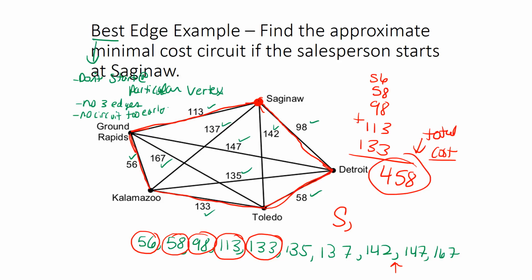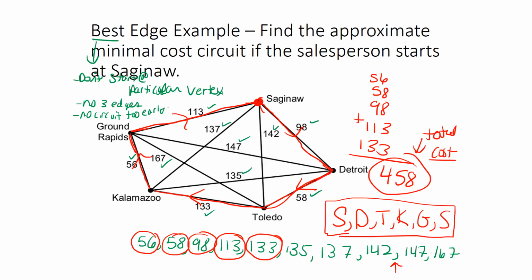Saginaw, so you can go around this way or the opposite way. It doesn't matter. Saginaw, Detroit, Toledo, Kalamazoo. I'm assuming that's supposed to be Grand Rapids, and back to Saginaw. Okay, or the other direction. It doesn't matter. So that is the end of section 14.3.